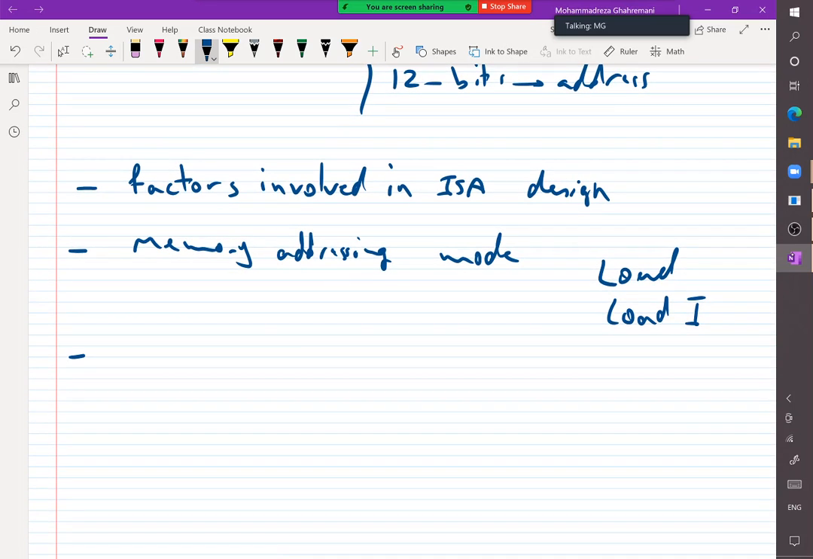And finally, we want to see how instruction level pipelining can help to improve the speed of our processor. We want to see how pipelining can improve our performance. So we are going to have a detailed look at different instruction formats.